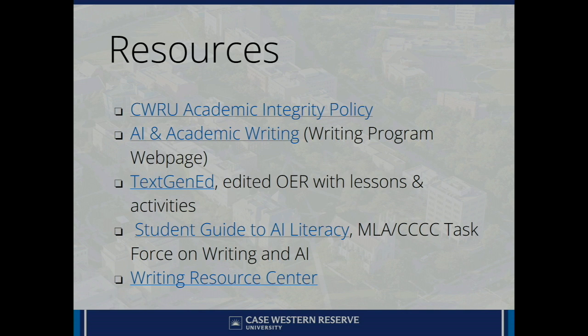I've linked our academic integrity policy. The writing program has a great webpage on AI and academic writing. Again, this is thinking about first why you're using writing. Is this writing for an assessment tool, and is that the appropriate way to do the assessment? And then there's writing because we're teaching you to write, or we believe writing is a process of thinking or composing or creating new knowledge.